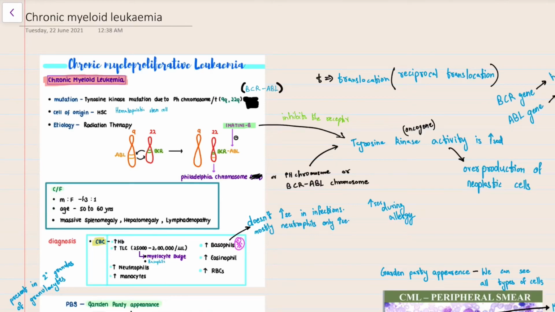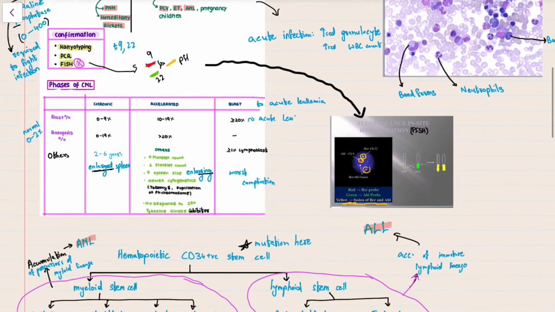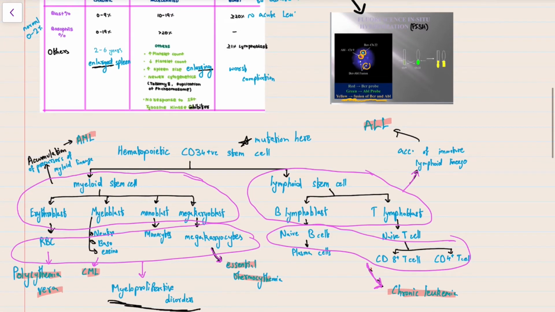Today we'll be discussing chronic myeloid leukemia. Before we get into the topic, let's see the basics first of all. How does chronic myeloid leukemia arise? The hematopoietic CD34 positive stem cells give off two main lineages. One is the myeloid lineage, another one is the lymphoid lineage, okay?